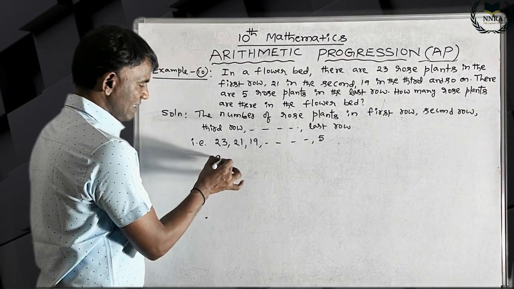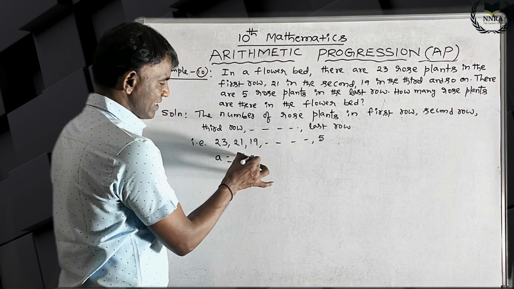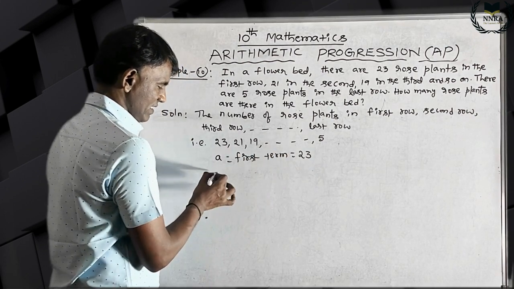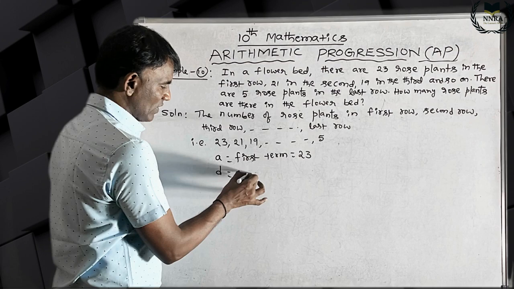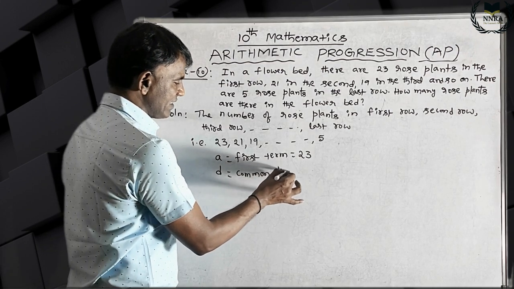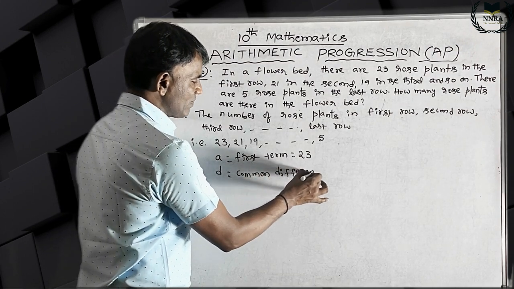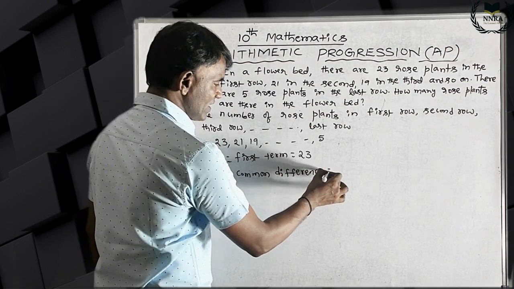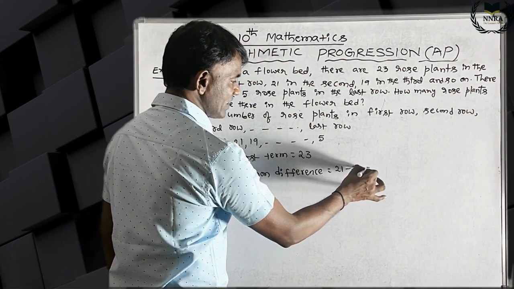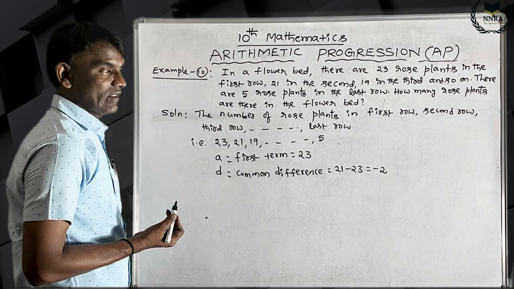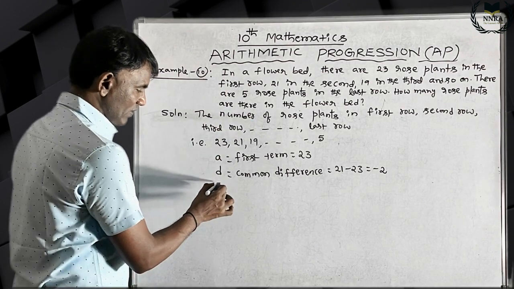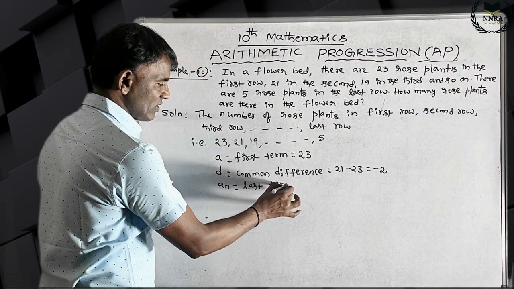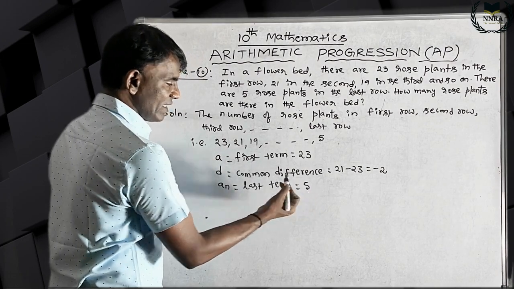Now we write a means first term, right? What is that first term here? 23. And coming to d, what is that common difference? Then what is the value of this? Means how to find common difference? Generally second term minus first term. So 21 minus 23 equal to minus 2. And one more value is also given. What is that? an. An means that is about the last term. What is that? That is equal to 5.